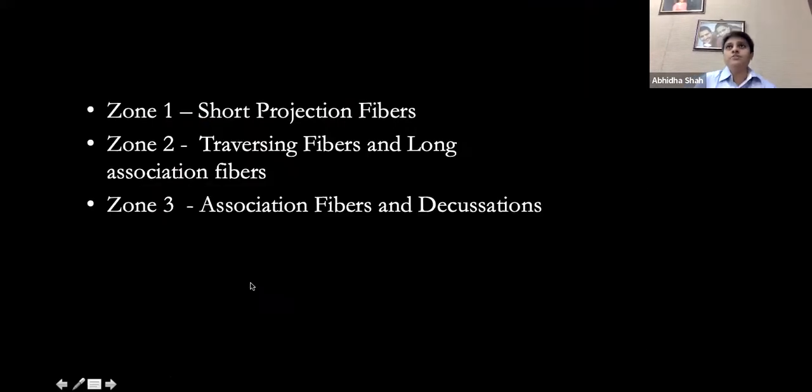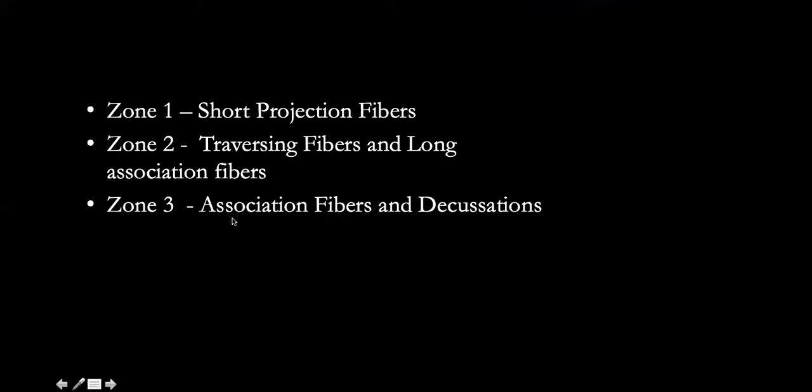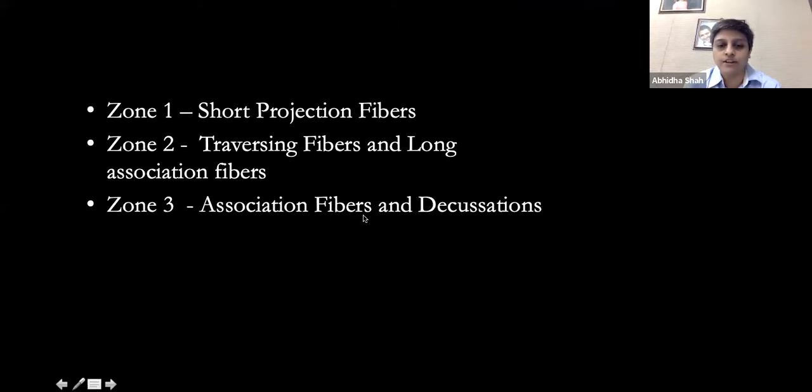So now we have seen the majority of the anatomy of the brainstem. Now I will introduce you to this new classification that I have devised. I have divided the fibers of the brainstem into 3 zones and divided them into these 3 kinds of fibers. Zone 1 has the short projection fibers. Zone 2 has traversing fibers and long association fibers or long projection fibers. And zone 3 has association fibers and the various decussations.